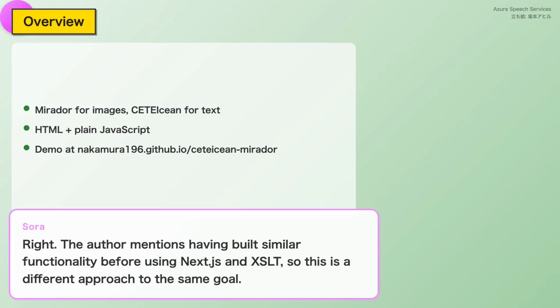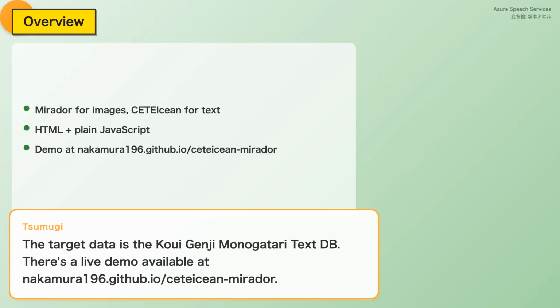Right. The author mentions having built similar functionality before using Next.js and XSLT, so this is a different approach to the same goal. The target data is the Kuronuki Genji Monogatari Text DB.